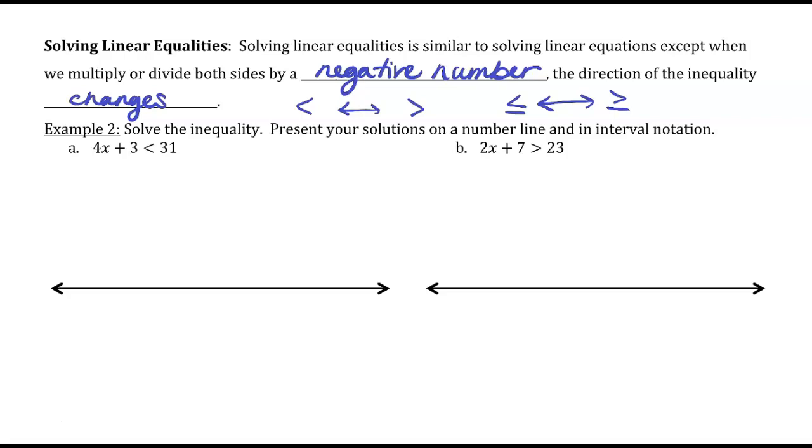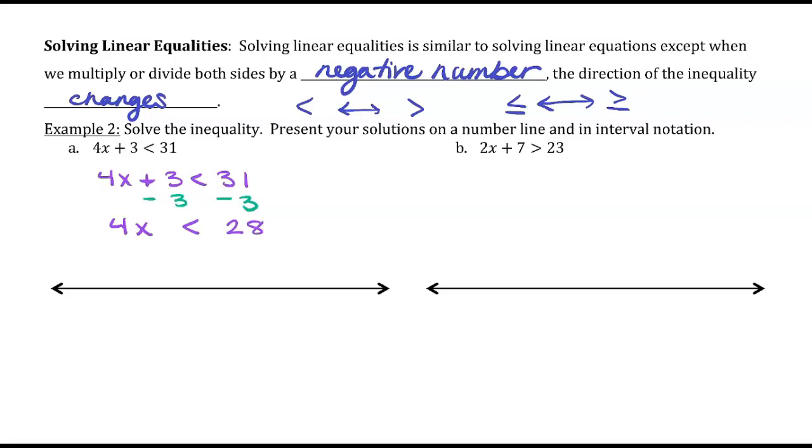Let's try this out in example 2. Example 2, part A, we have 4x plus 3 is less than 31. We can almost treat this inequality symbol like an equal sign. We just have to keep in mind that we need to switch it if we multiply or divide by a negative. We will start by subtracting 3 from both sides, just like we would if this were an equation. This gives us a positive 3 minus 3 on the left, leaving us with just our 4x, is less than 31 minus 3, which is 28 on the right.